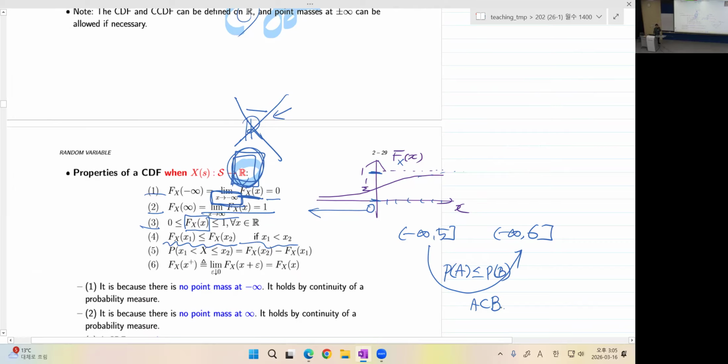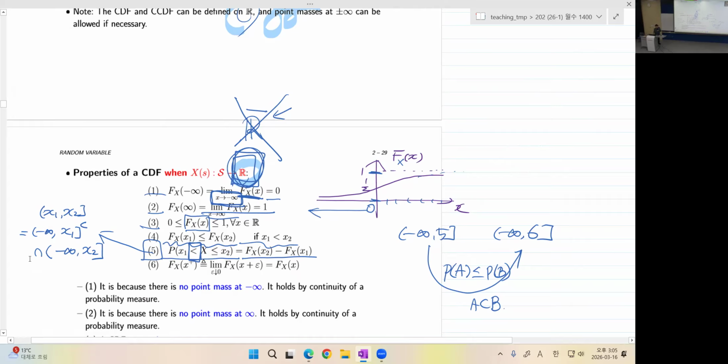Same thing, okay? And if you want to compute the probability of the interval from x1 to x2, be careful. This one does not have equality. Then you can write it this way. And why is this so? Because your interval (x1, x2] equals the complement of (negative infinity, x1] intersected with (negative infinity, x2]. Got it? So that's why you have this.